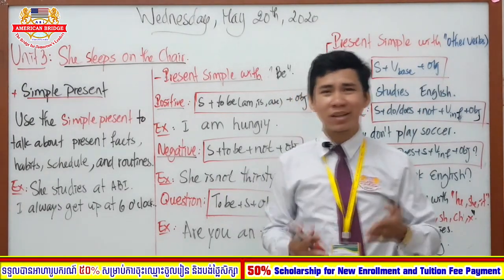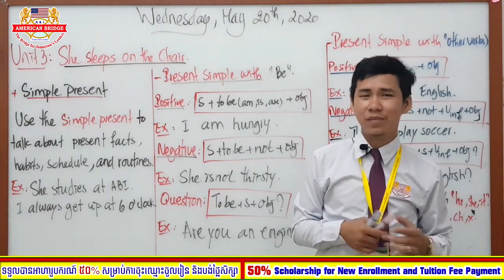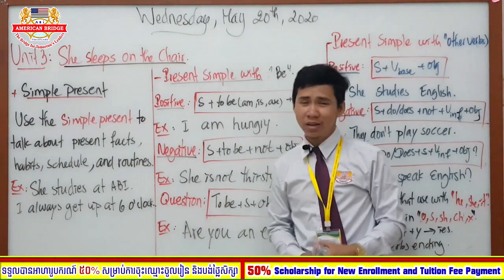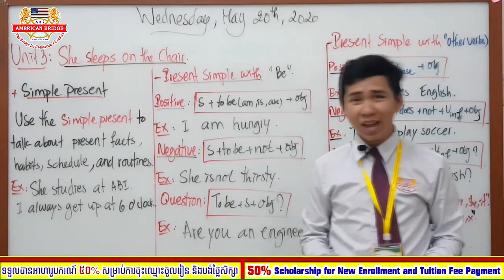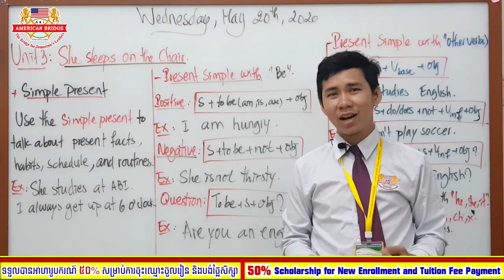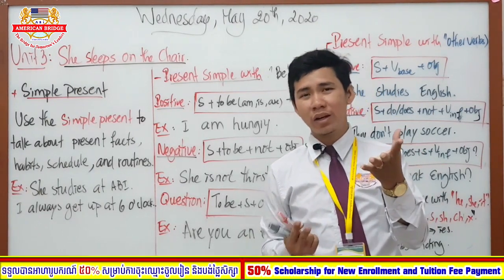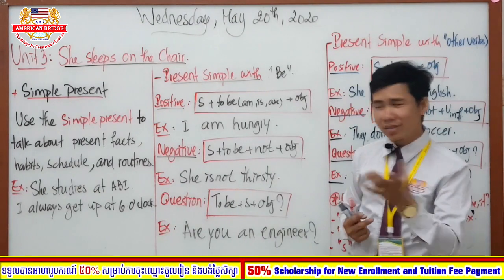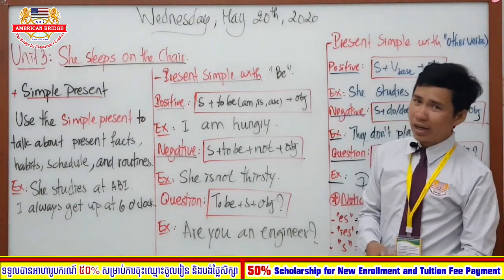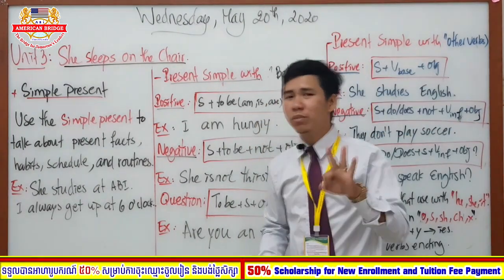So can you tell me how many subject pronouns there are? Sure, there are 7, right? 7 subject pronouns. What are they? I, we, you, they, he, she, it. Is that right? Yes, right? Okay. And do you know to be consists of 3 forms, right?